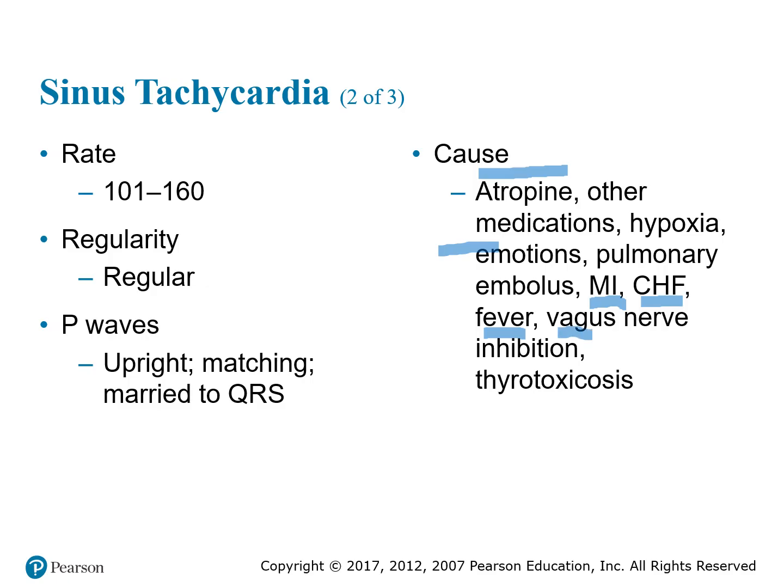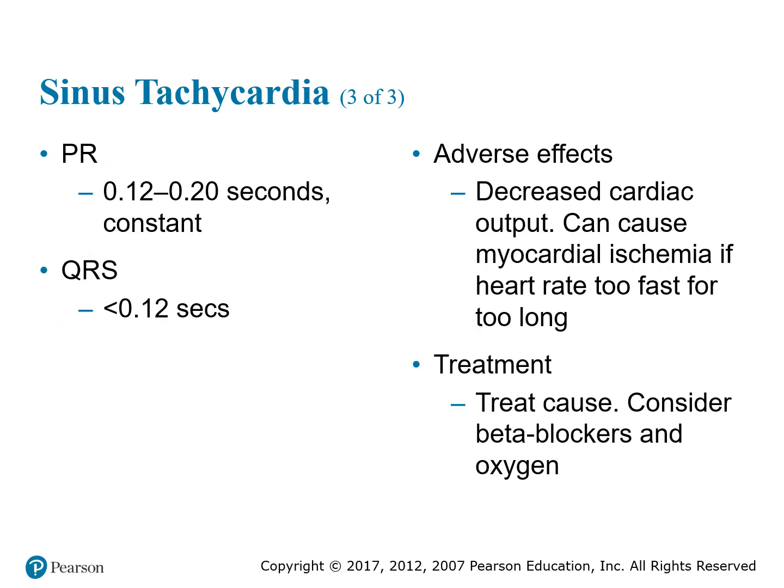Vagus nerve inhibitors. Right? Remember, I said the vagus nerve is what slows your heart rate down. Anything that would inhibit the vagus nerve would make your heart rate come back up. PR intervals, 0.12 to 0.20. QRS is going to be less than 0.12, like normal.